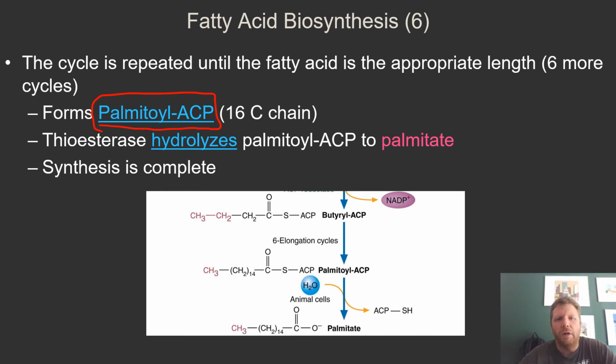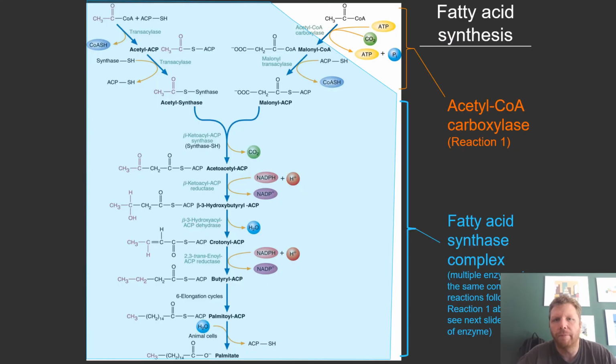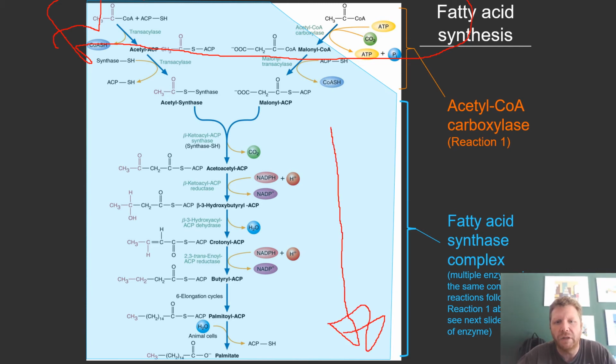Now, thioesterase hydrolyzes palmitoyl ACP to palmitate. So this enzyme right here, thioesterase, is what is going to release the palmitate, our fatty acid. Once that has been released, now our synthesis is complete. So we started up here at the top, and we went all the way through, repeating a number of these steps 6 times, 6 elongation cycles, until we got a 16-carbon long fatty acid.